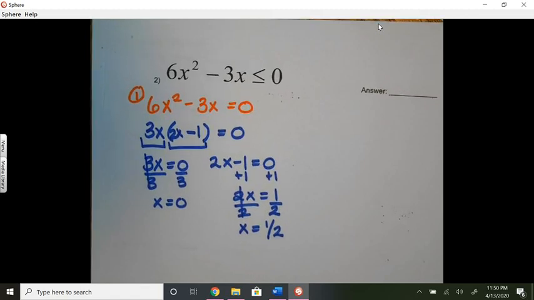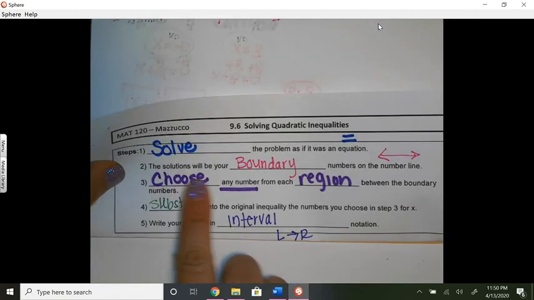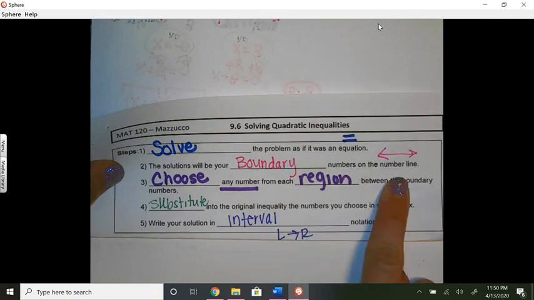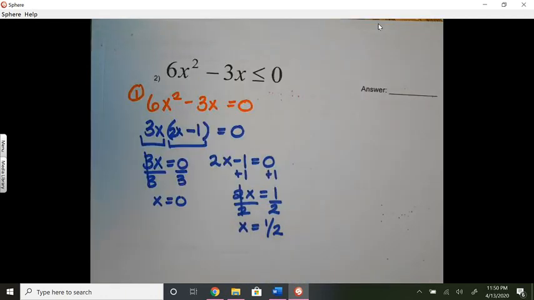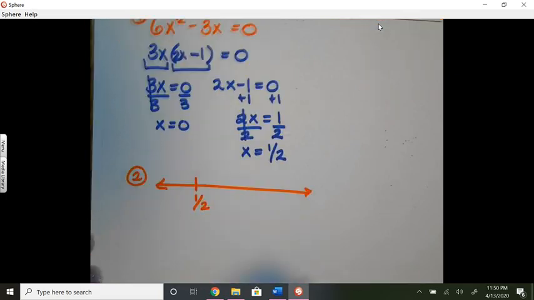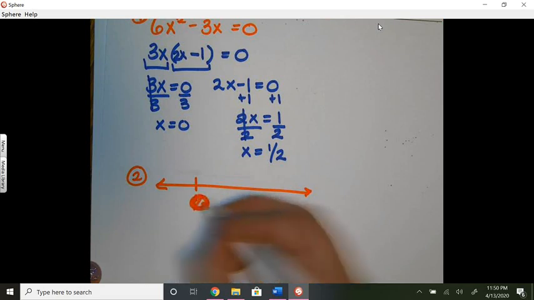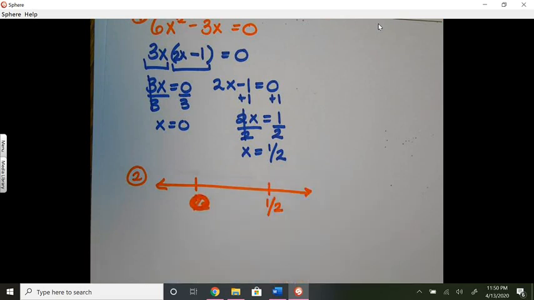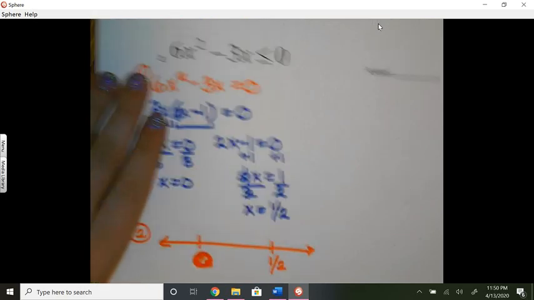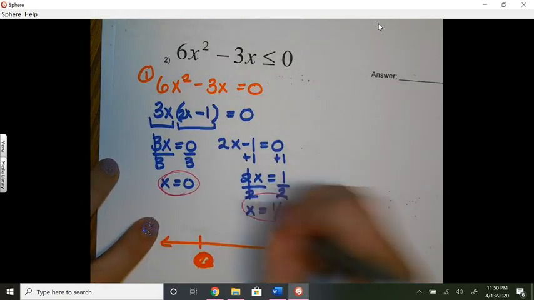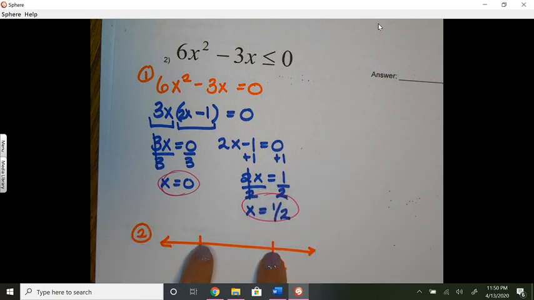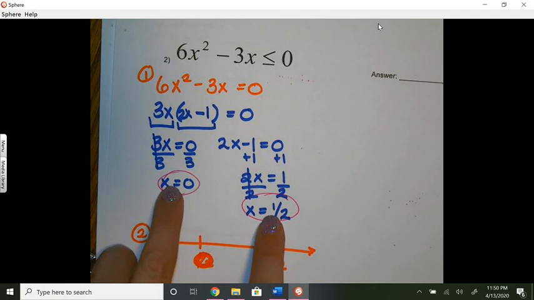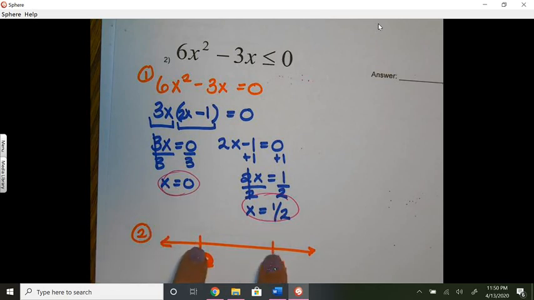Step number 2 is we are going to put those solutions as our boundary numbers on our number line. So I'm going to go ahead and make a number line. The smaller number should go first, so 1/2. Oh, I'm sorry, not 1/2, 0. So 0 is smaller than 1/2. And then we'll put 1/2 here. Now, these numbers right here are boundary numbers. So we have to put either a solid circle, if it could equal these numbers, and an open circle like the last video if it can't.